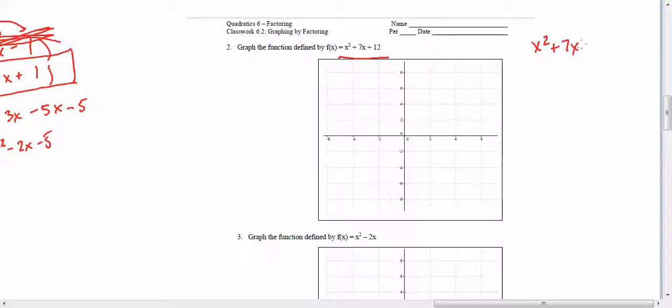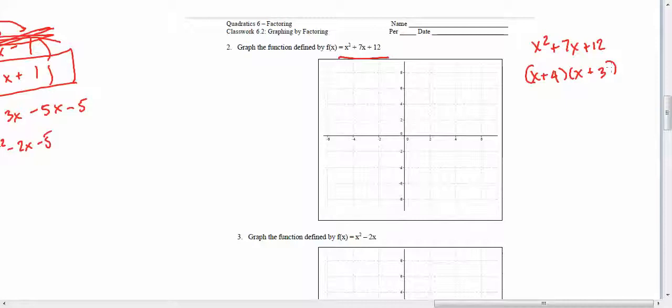Let's factor this. Okay. If I factor this, I'll have two parentheses, x and x, plus plus, minus minus, plus minus. What are your thoughts? Plus plus. You're getting good at that. What are the number choices? 4 and 3. What else? There's 2, 6, but 4, 3 works.